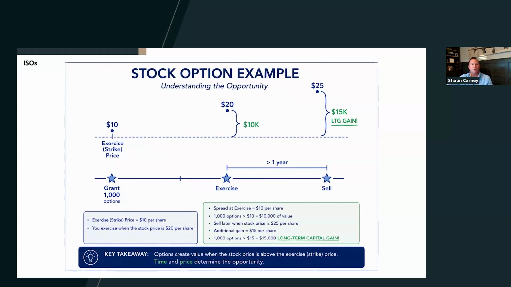The key difference between NQSOs and ISOs is I have an opportunity to either utilize it or not utilize it. It's going to depend on what my exercise or strike price is versus the current market value. And do I want to go ahead and take advantage of that opportunity? And again, we typically see NQSOs and ISOs for C-suite level executive positions because they have the opportunity to take advantage if they want to. This is not something we normally see for every employee in the business.